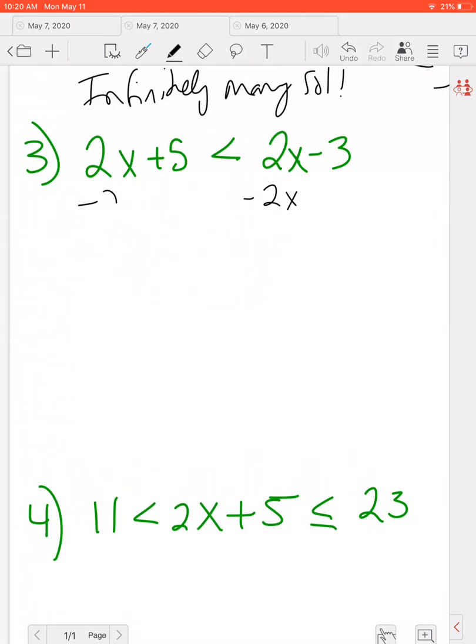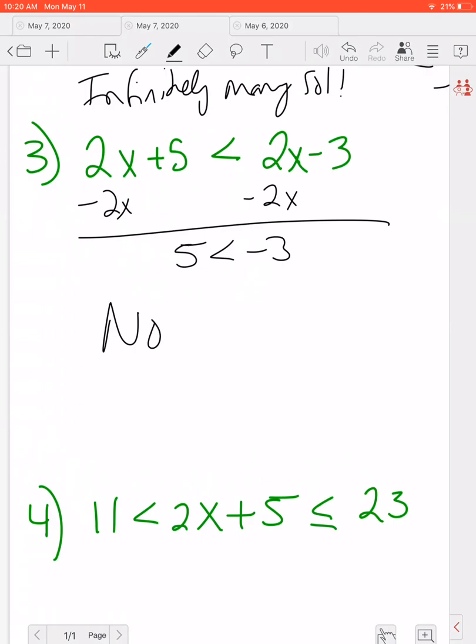Again, we have a similar problem here. So we're going to subtract 2x, so we get 5 is less than negative 3. 5 will never be less than negative 3, so therefore this would be no solution.